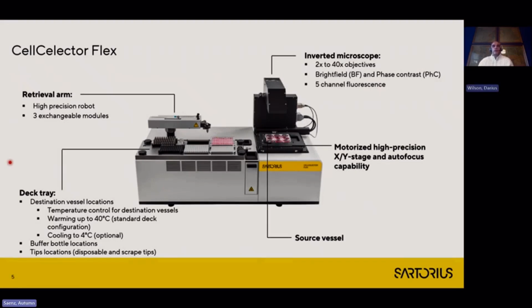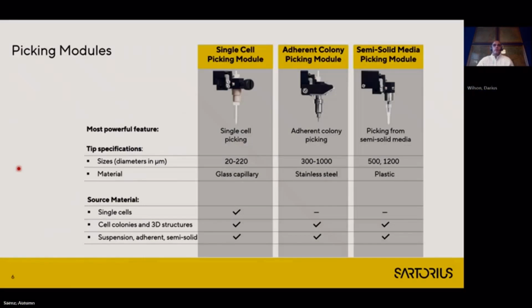Now, the deck tray is extremely important when it comes to organoid analysis. There are 2 possible deck trays available. The first one is a standard deck tray, which will warm up the sample up to 40 degrees. That's the standard configuration. Or, most interestingly for organoid research, especially when it comes to matrices like Matrigel, we also have a cooling option as well. So the deck tray can cool down to 4 degrees or warm up to 40 degrees. We'll explain the benefit and the advantages of that in subsequent slides.